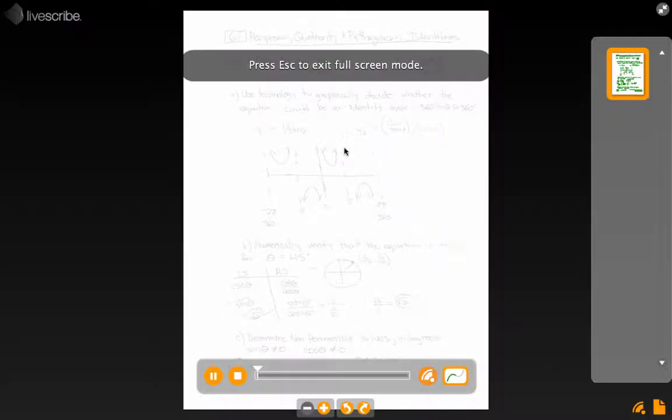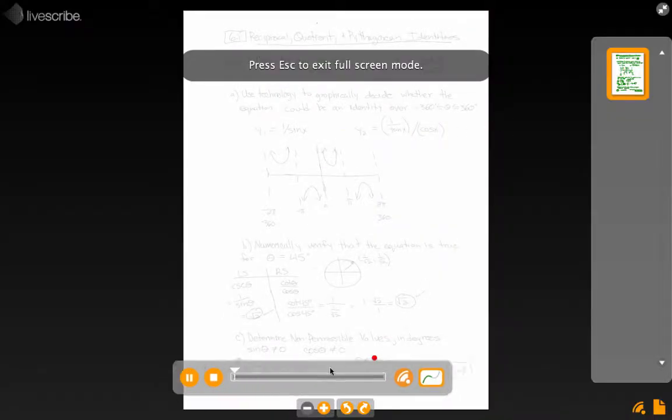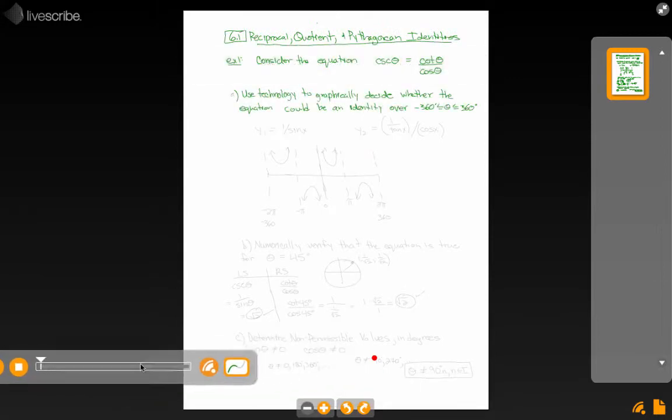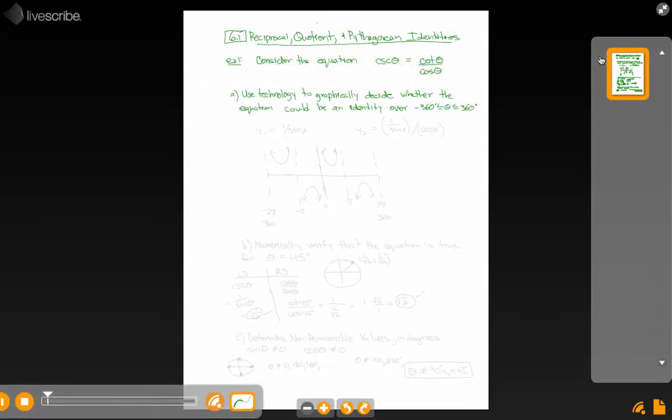This example comes out of 6.1, reciprocal quotient and Pythagorean identities. The first thing we're asked to do is consider this equation, cosecant theta equals cotangent theta over cosine theta. We might ask ourselves right away, is this an identity or is it just an equation?